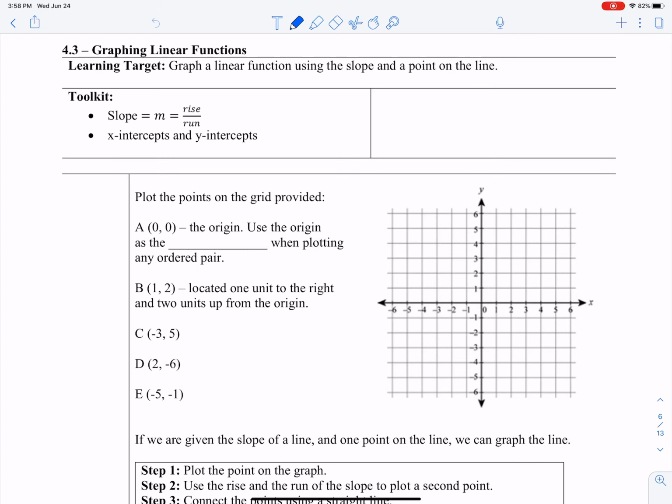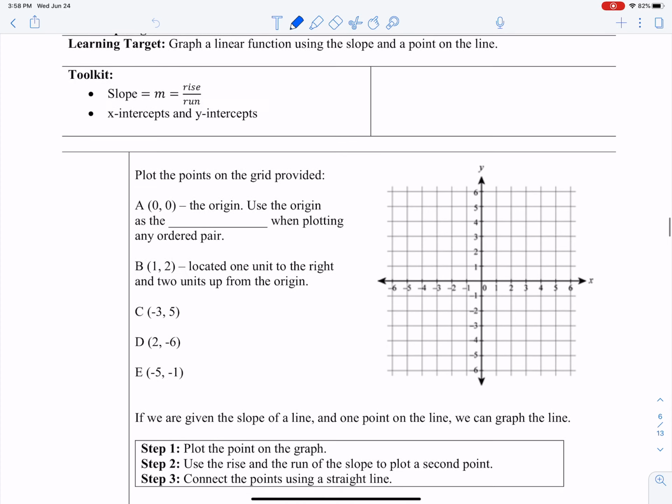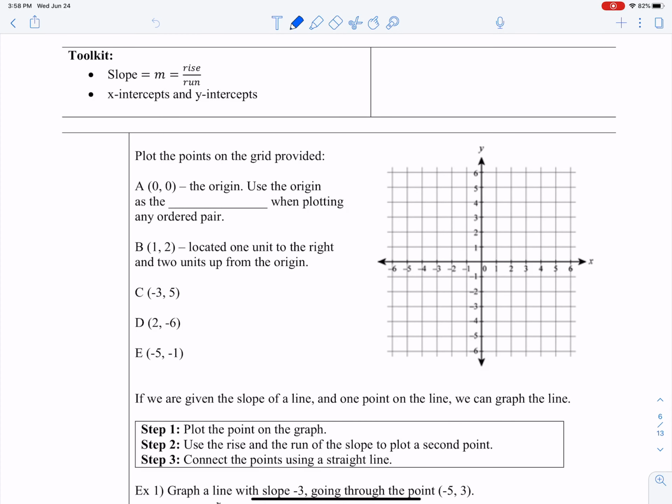This is a video for section 4.3, part 1, graphing linear functions. So now that we've looked at slope, we're going to create our own graphs for our linear functions. And before we do that, we're just going to review some information about the coordinate system.